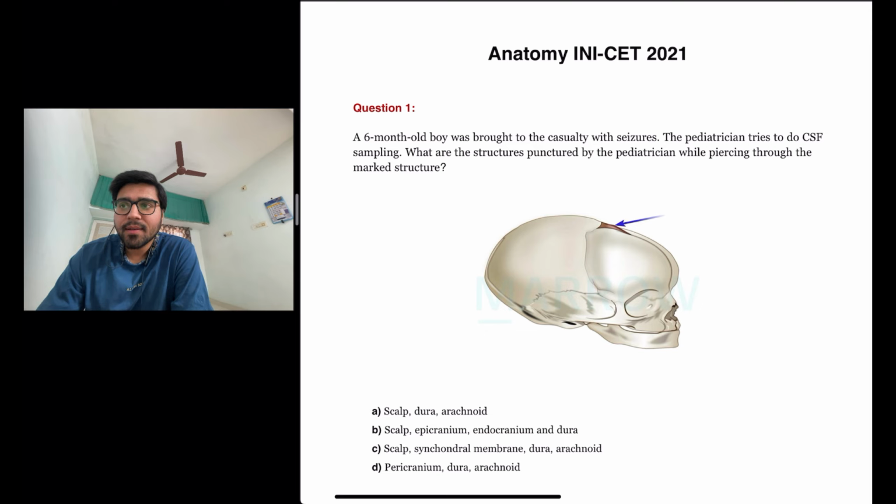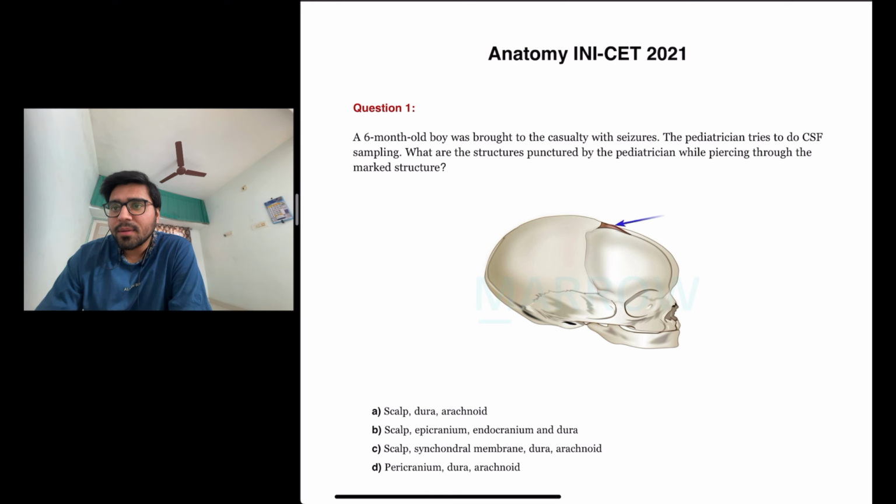So today we're going to discuss with you the anatomy recall questions of INI-CET, which was conducted in May and November 2021. So let us start discussing the questions.